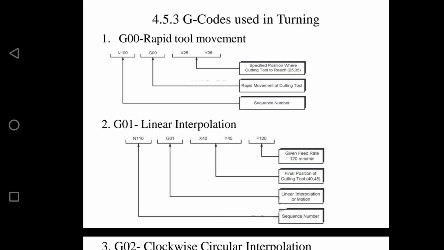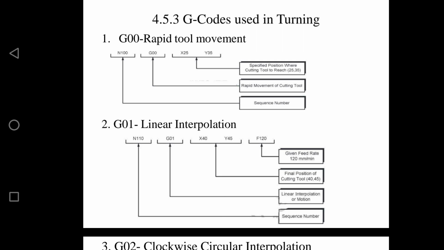So how do I write the program for the rapid tool movement? I said first we have to use the operational code. Well, it is not used here, no worries. Then you have to use the sequence number, then the preparatory function, then the coordinate point, then the end of the program. Let's say we have a simple one here. First we have written N100, that is the sequence number. The sequence number of the rapid tool movement is 100.